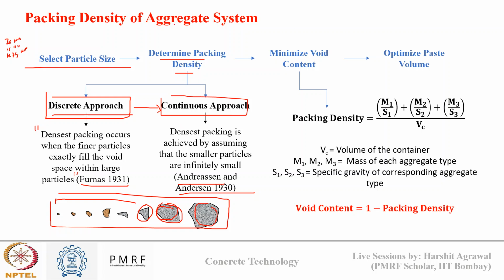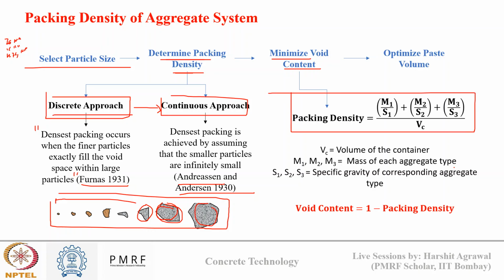Once we determine the packing density of a system, the next step is to minimize the void content, for which packing density needs to be optimized. It is optimized by adjusting the proportion of different aggregate sizes to get the maximum packing, and this is done using this equation.